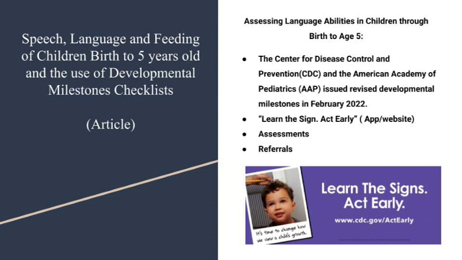This is why the Center for Disease Control and Prevention, CDC, and the American Academy of Pediatrics, AAP, have issued a revised developmental milestones checklist in February of 2022. They have created this website called Learn the Signs, Act Early. This is also an app that you can download on your phone that have a checklist where you can see if your child is meeting their milestones, if they need help when they need further getting assessed, make referrals, taking it up to your pediatrician for any concerns.